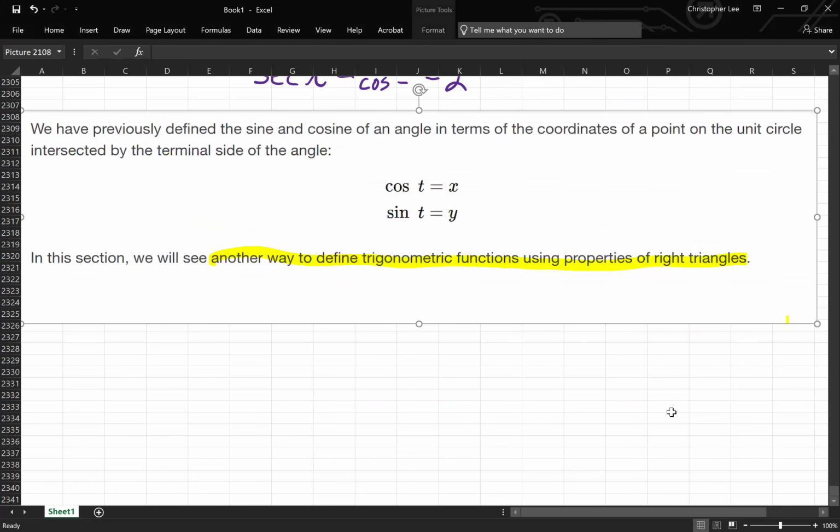So we have previously defined the sine and cosine of an angle in terms of the coordinates of a point on the unit circle intersected by the terminal side of the angle. So cosine of t is equal to x, sine of t is equal to y. In this section, we will see another way to define trigonometric functions using properties of right triangles.